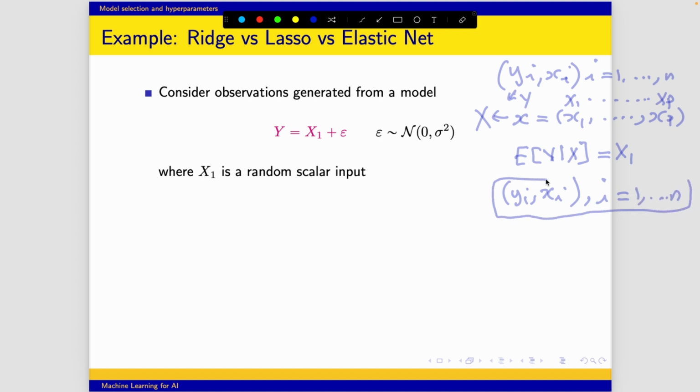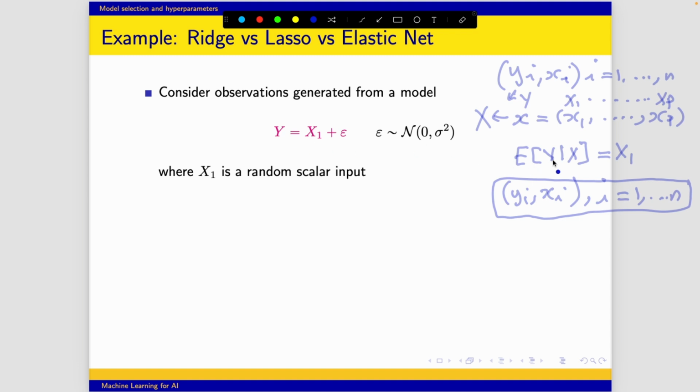This is our data set, and we have to propose a model, right? Not knowing that what we've really done is generated the data as follows. The outputs are equal to the first of these features or inputs plus some random noise. So clearly, only the first of these actually influences y.